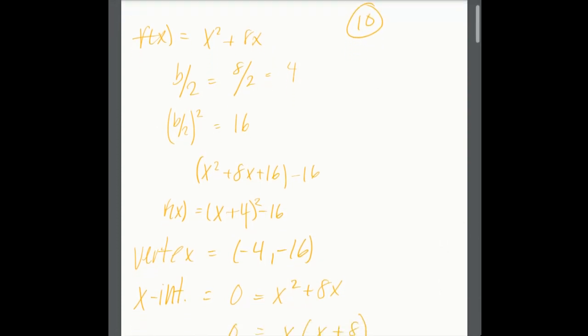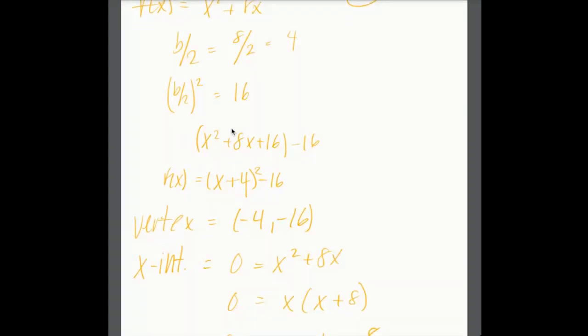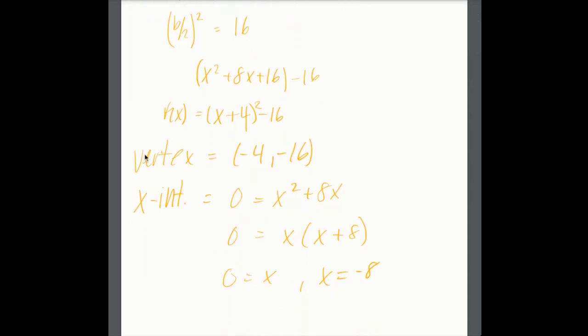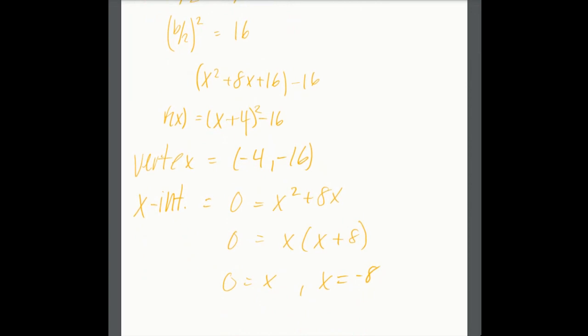Go ahead. Keep going. So yeah, I get 4, square that, I get 16. So I get x squared plus 8x plus 16 in parentheses minus 16. I factor this, which I get (x plus 4) squared minus 16. And from there, I find the vertex. So h will be the opposite, which is negative 4, and then negative 16 is, I think, k. Because in the vertex form, this is x minus h. Because you have a plus 4, that's why your h is negative 4. Okay, yes. That's a vertex, great.